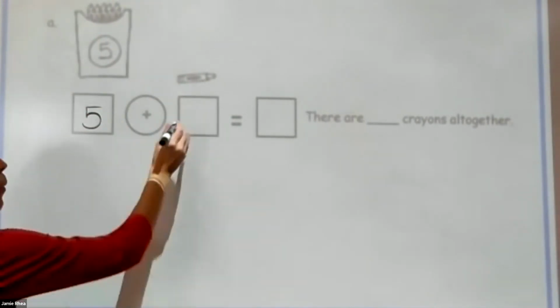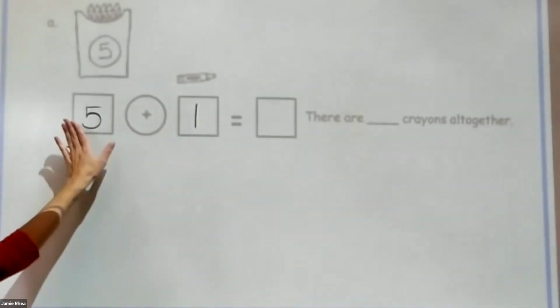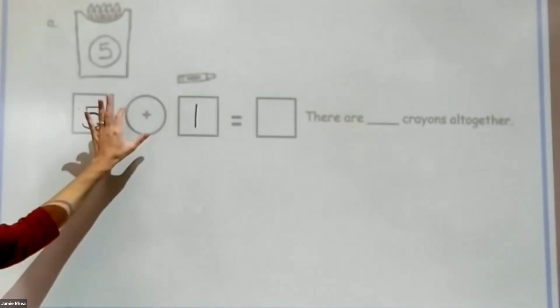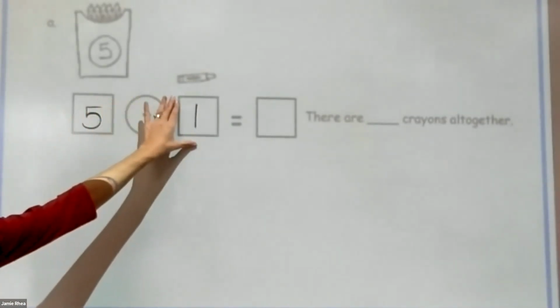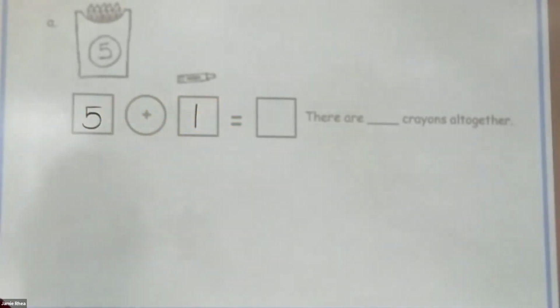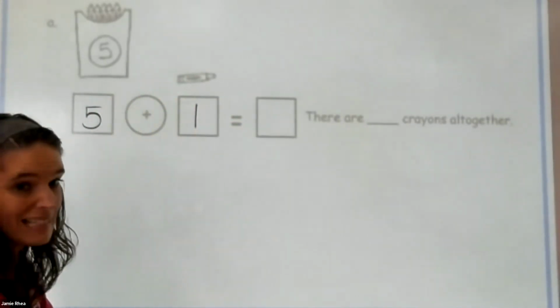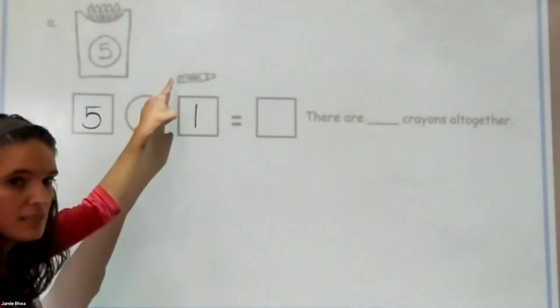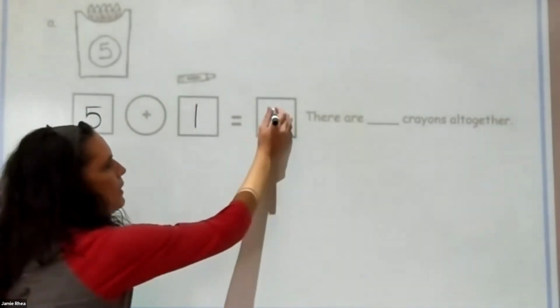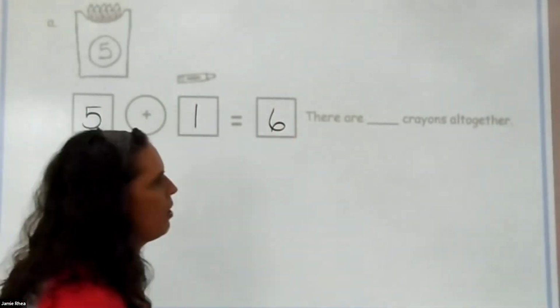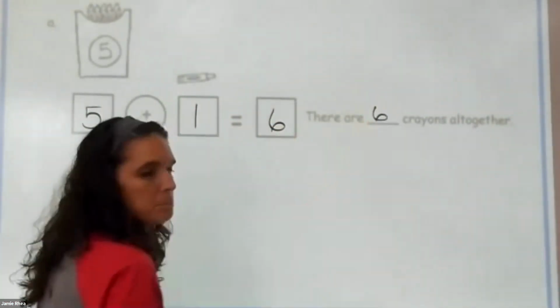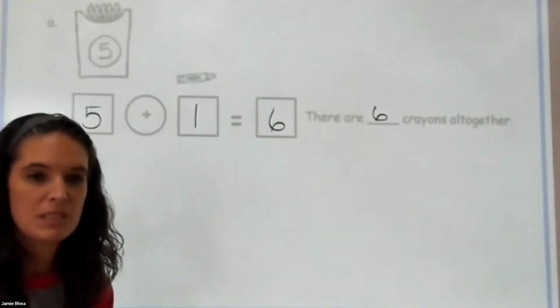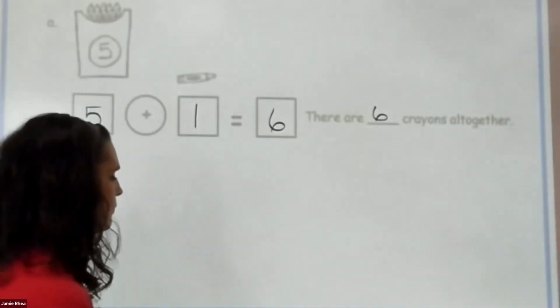1. 5 crowns in my box, plus 1 crown out of my box equals how many crowns altogether? So let's count on: 5, 6. I have 6 crowns all together. It's very simple. So let's look at another one.